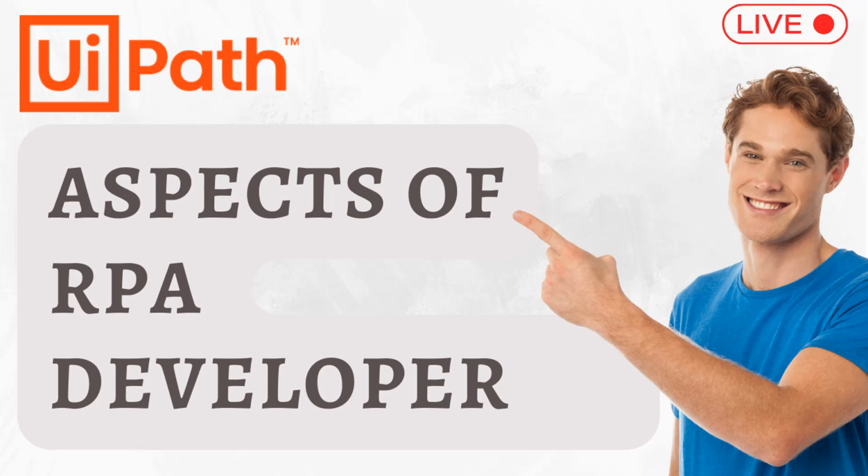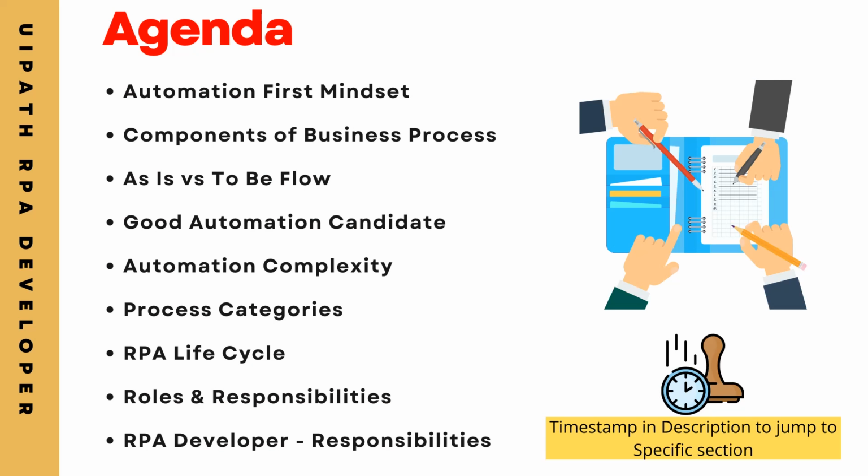Let us see the agenda. So yes, this is the agenda for today's session. We would be discussing the automation first mindset. What are the various components of business processes? What is an as is versus a to be flow? How do we know whether a process is a good candidate for automation or not? How do we define the automation complexity? What are the different categories we can put processes in?